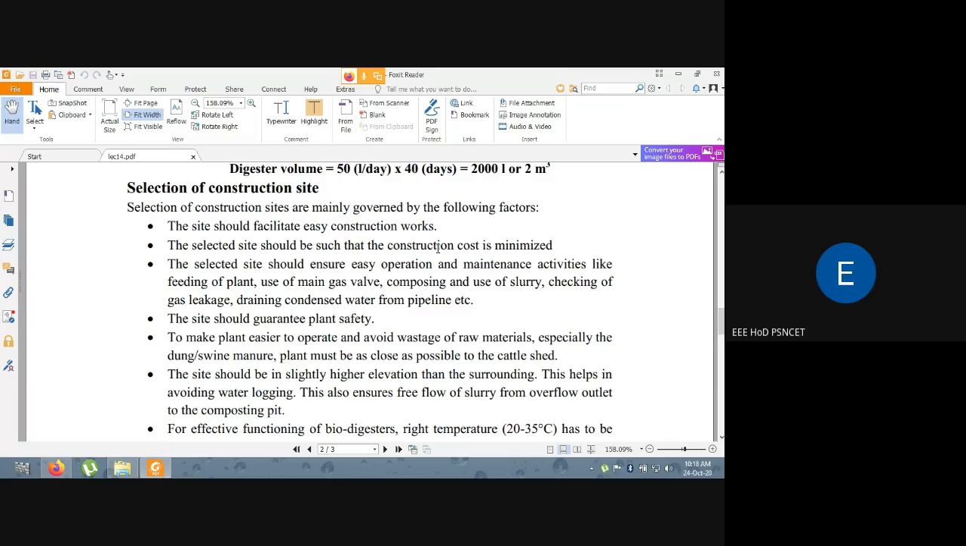Okay, fine. Next thing is the selected site should ensure easy operation and maintenance activities such as feeding of plant, use of main gas valve, and composting and use of slurry, then checking of gas leakages, draining condensed water from the pipelines, etc. So the most important thing is feeding of plant.